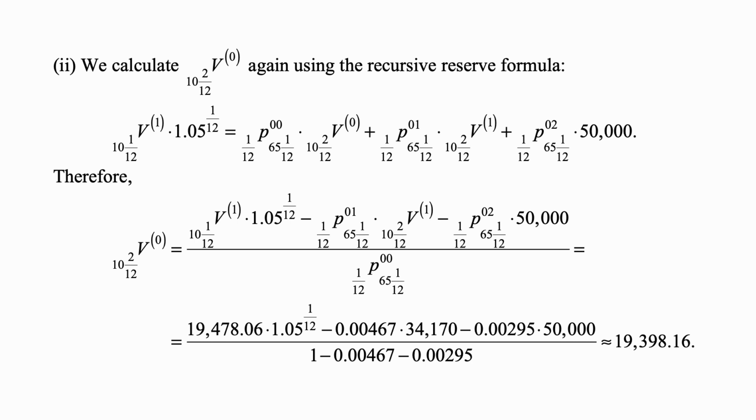And here the unknown is 10 and 2/12 V upper 0. We solve for it, and then we plug in all the numbers because we have all of them, except the bottom one, 1/12 p 65 and 1/12 0 0. That needs to be calculated as 1 minus the two probabilities of transition from state 0 to state 1 and transition from state 0 to state 2. So after we plug in all the numbers, do the calculation, we get approximately 19,398.16.